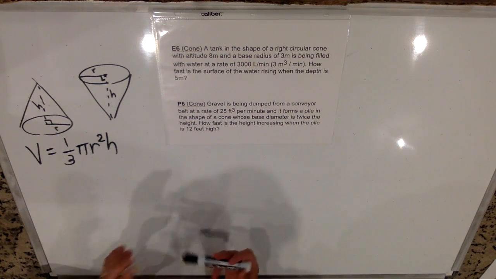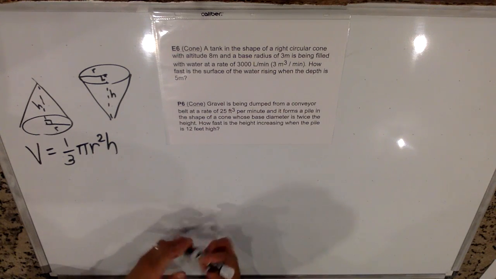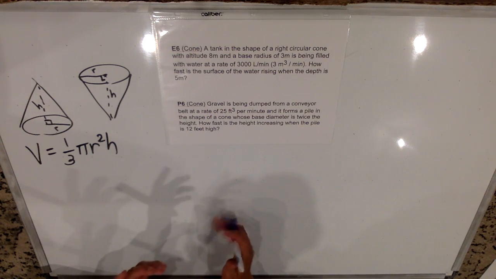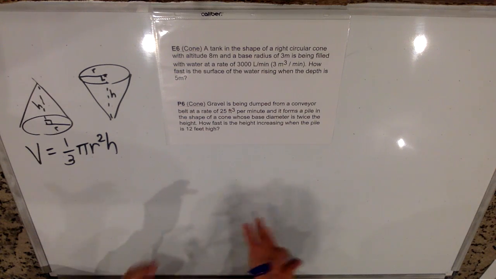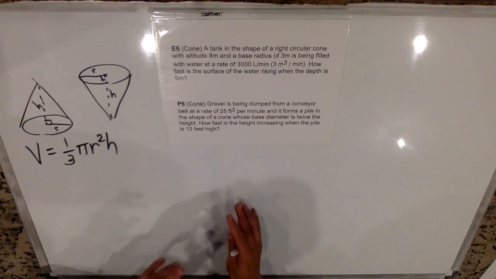Cool. So when we talk about these cones, there are actually two cones in each problem. There's the cone that is usually some sort of a fixed shape, and then there's the stuff that's usually contained in the cone. Now that's not quite going to be true in P6. P6 is a pile of gravel. It's not going to be a fixed shape.